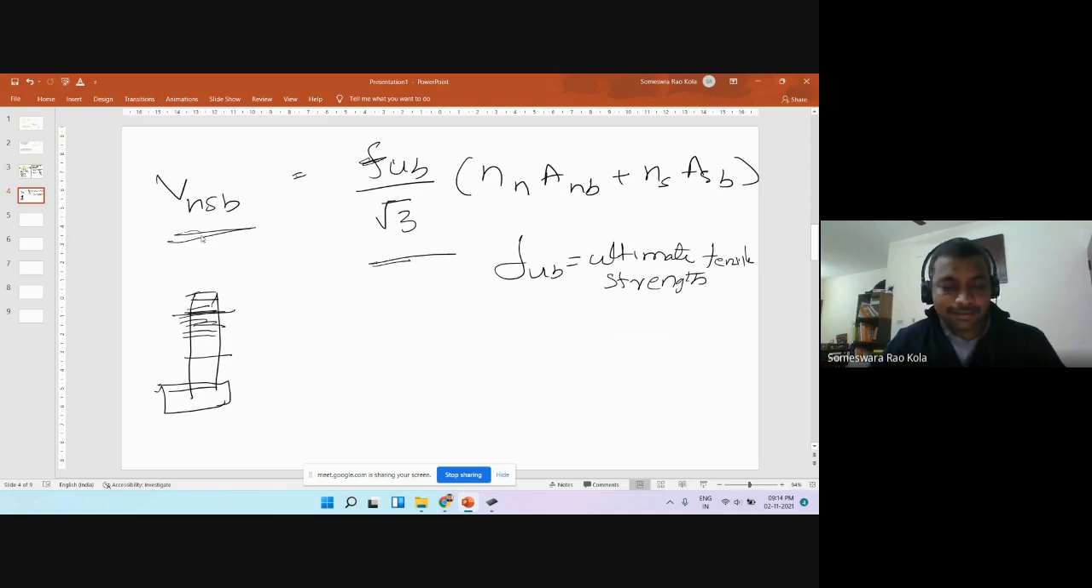NS is the number of shear planes passing through the area where there are no threads. For example, let's take this situation. We have two plates like this.